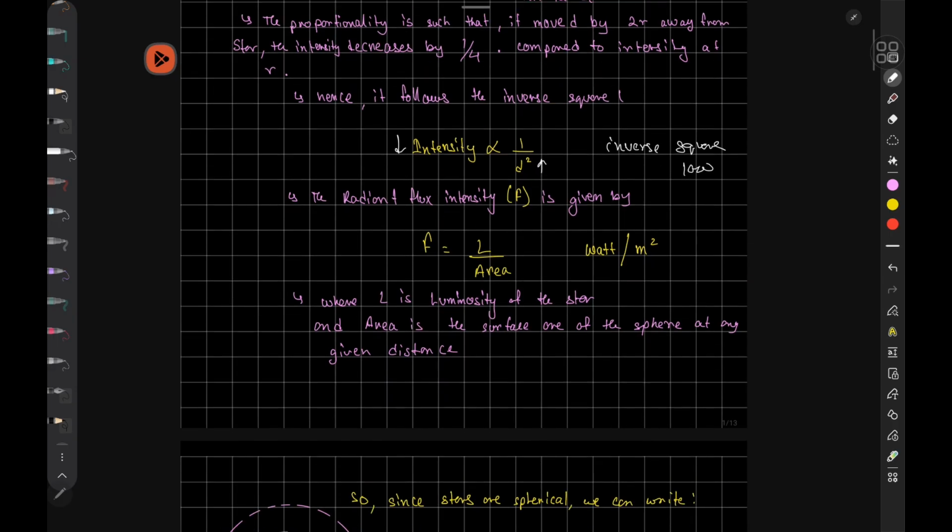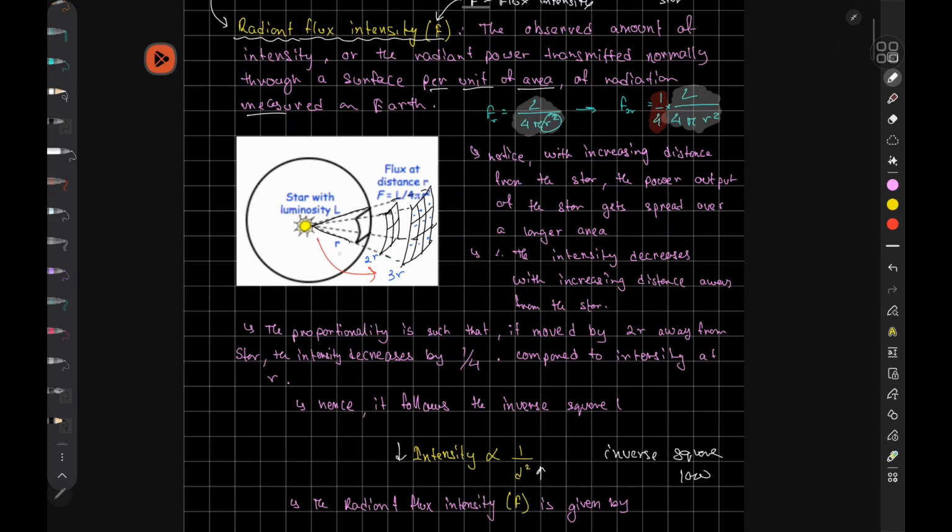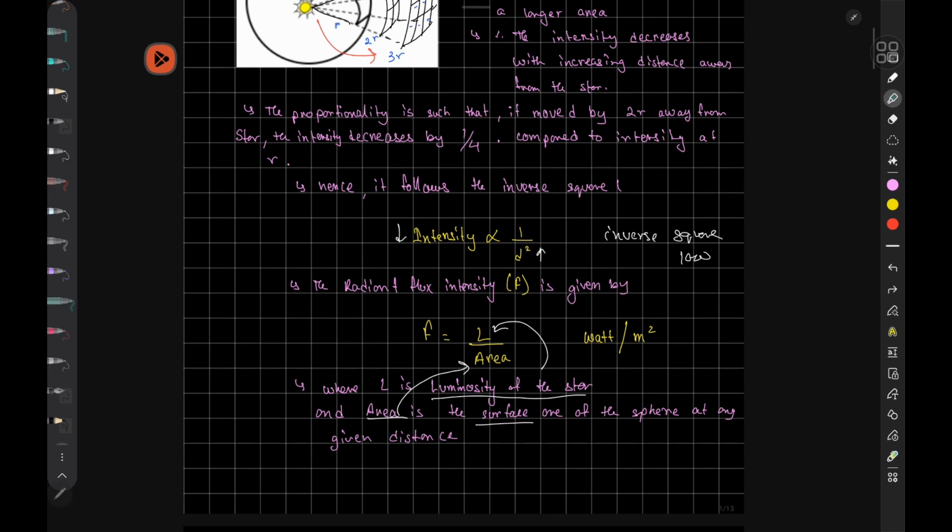Now, where L is the luminosity of the star, there you go. And area is the surface area of the sphere, there you go. And that is at any given distance, of course. At distance r, this is the area. At distance 2r, this is the area. I don't want to erase. At distance 3r, this is the area. Hopefully you lot believe me.